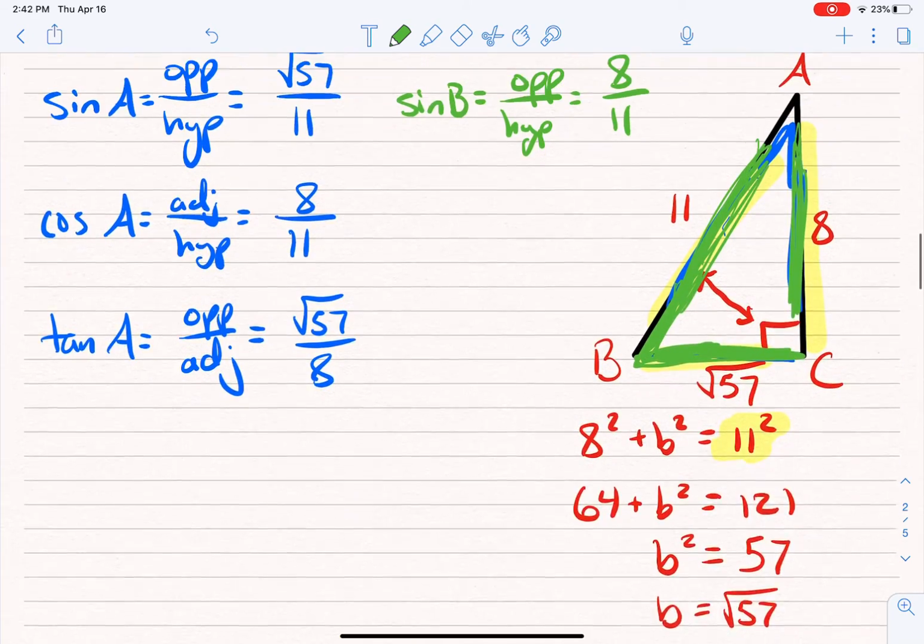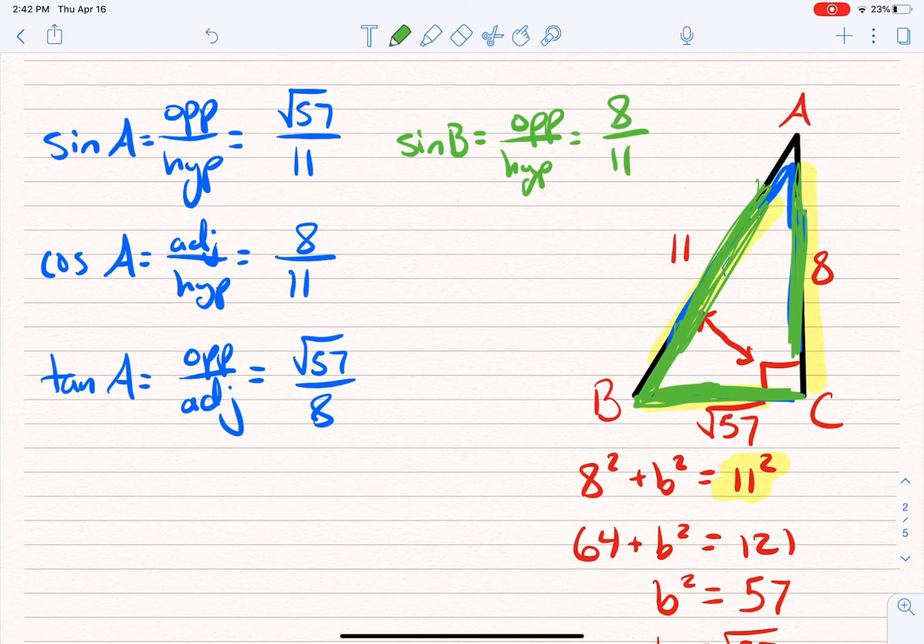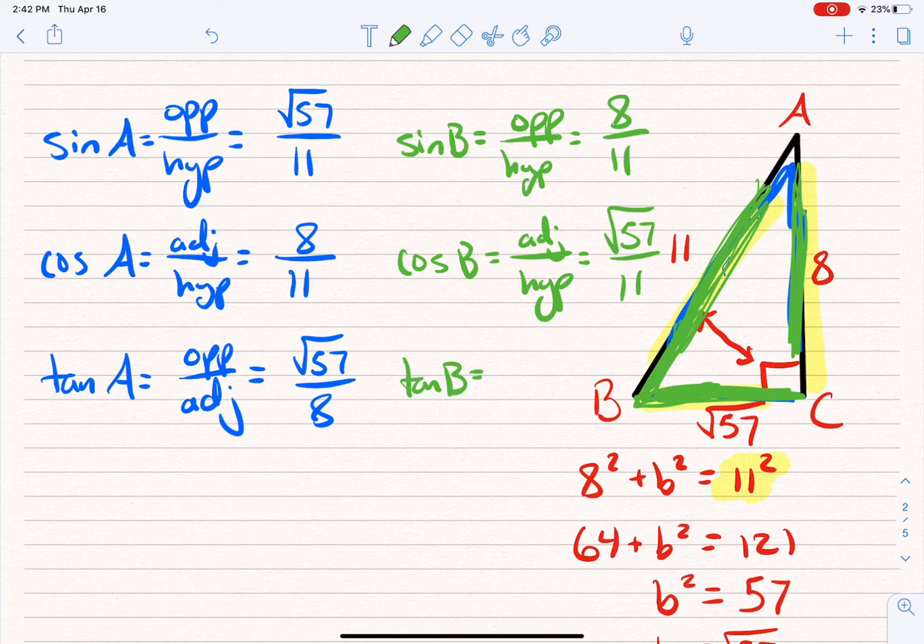Sine of, sorry about that, jumped all over the place. Or I'm sorry, cosine of b is going to be adjacent over hypotenuse. And so the cosine of b is then, of course, square root of 57 over 11. And the tangent of b is equal to the opposite over adjacent. And so I look, opposite is 8, adjacent is square root of 57. So that's 8 over the square root of 57. And hopefully you knew those just as well as I know.